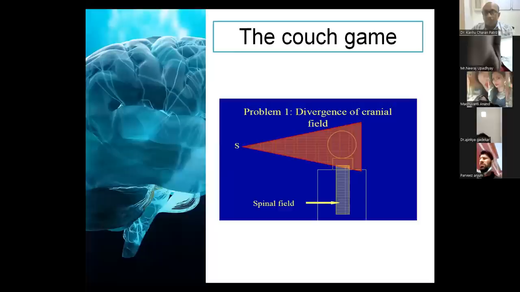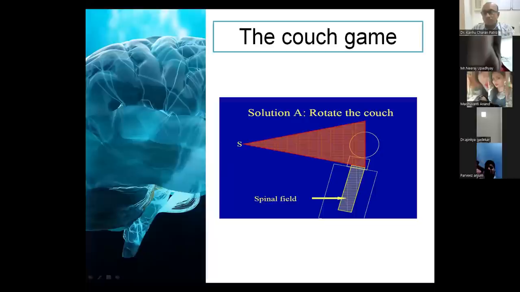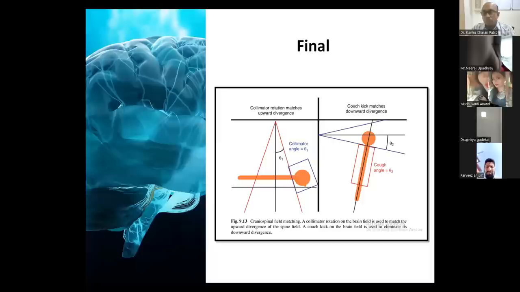Let's see again how it happens. This is the cranial field, this is the spinal field, and this is the couch rotation. How much couch rotation? At least 6 to 10 degrees is usually possible when you are not planning with 3D. But when you are planning with the 3D plan or beam matching, in practicality you have to do the couch angle.